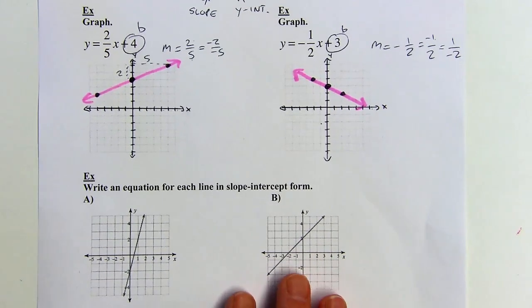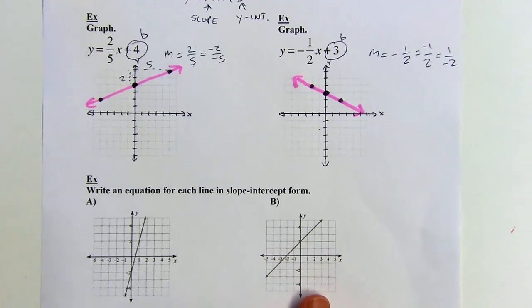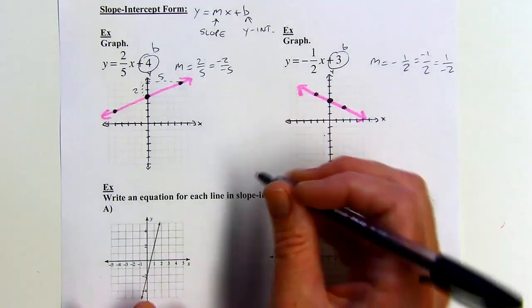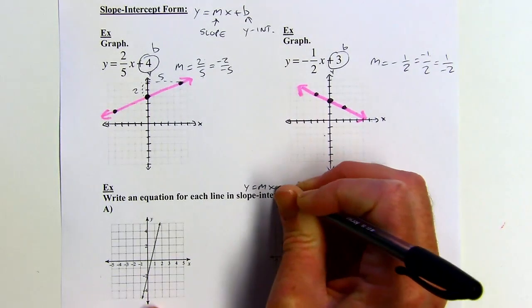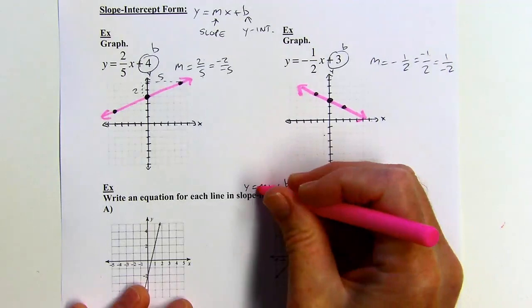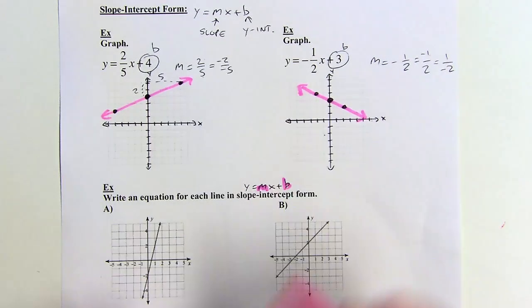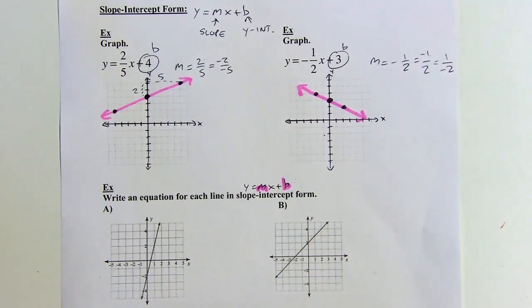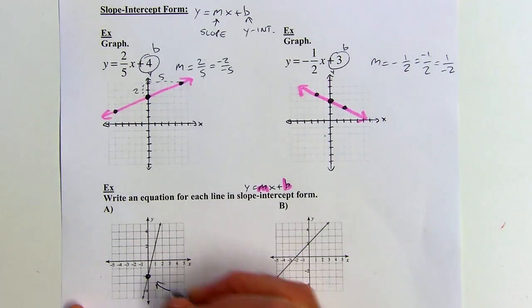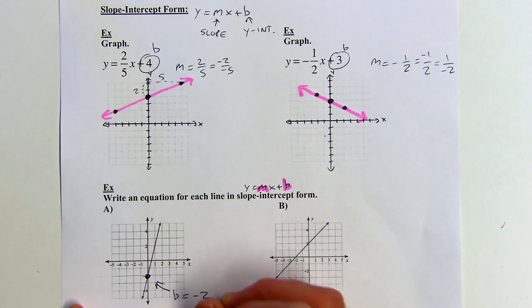Okay, so let's do this in the opposite direction then. We're going to now write an equation in slope-intercept form. So this is y equals mx plus b. Okay, so all I really need then to write an equation is the slope and the y-intercept. All right, so let's see. Find my y-intercept here on this first one. So that means b is going to be -2.